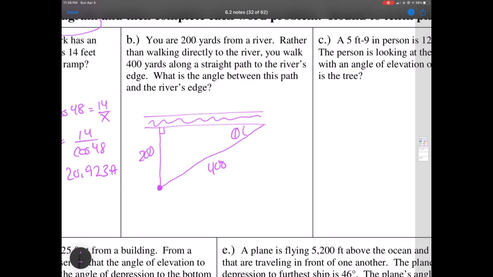So that angle is given as the opposite and the hypotenuse. So we would set it up as the sine of theta equals 200 over 400. So theta equals the sine inverse of 200 over 400. Type that in the calculator, and theta equals 30 degrees.